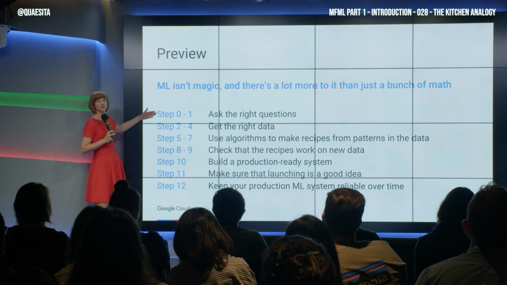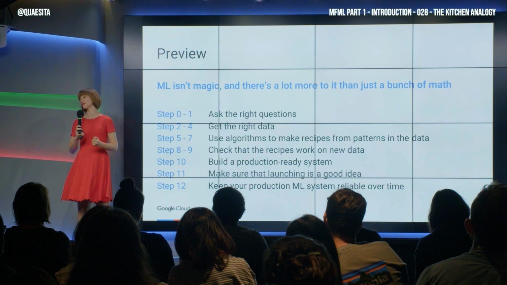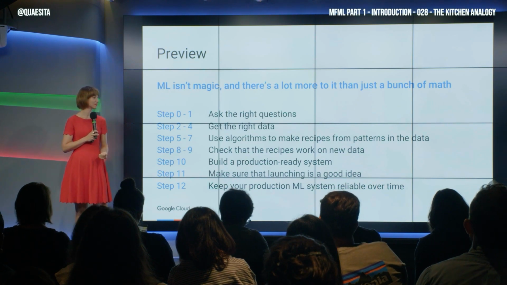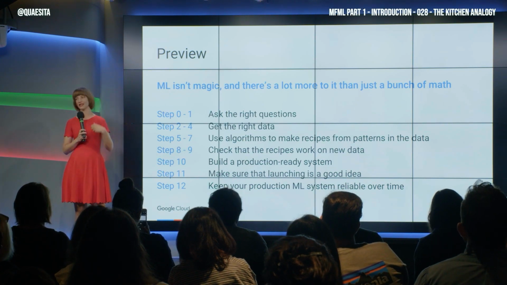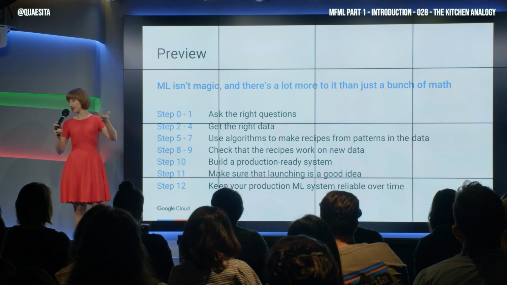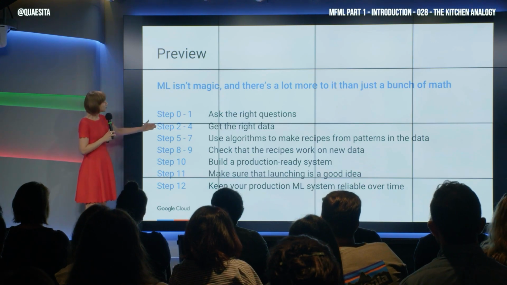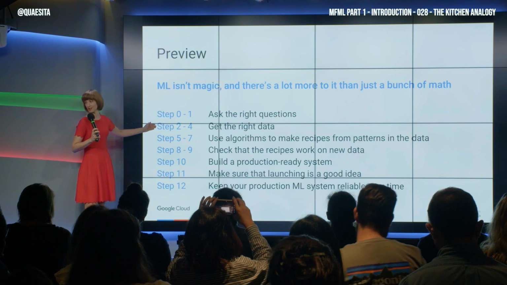Step 0 to 1: asking the right questions in the first place. Like, what are we trying to make? Which customers are we trying to please? What does it mean to succeed at this sausage? Do we have standards? That kind of stuff. 2 through 4, getting the right ingredients.